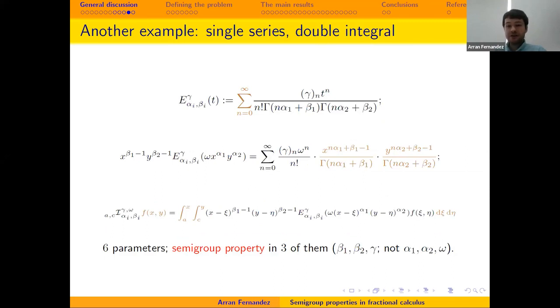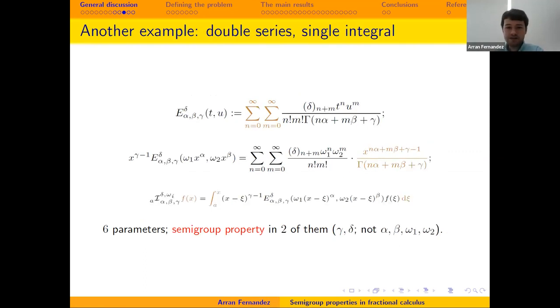Here is a single series, but it has 2 gamma functions in the bottom. So this is just an analytic function of 1 variable, but 2 gamma functions, that means we want 2 powers in the top. So instead of t to the power n, we need to substitute t as powers of 2 variables, x and y. So we take a 1 variable function, we turn it into a 2 variable function, and we define a double fractional integral. So this is again a double convolution. We have a function of 2 variables, f of x, y, and we take the double convolution with this modified function. Here we have an operator with 6 parameters: alpha 1, alpha 2, beta 1, beta 2, gamma, omega, semigroup property in 3 of them.